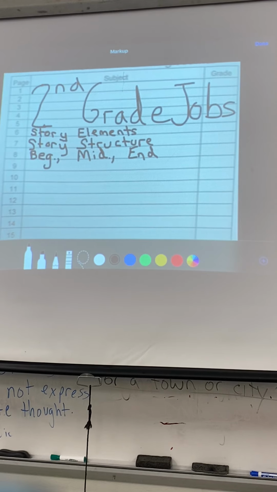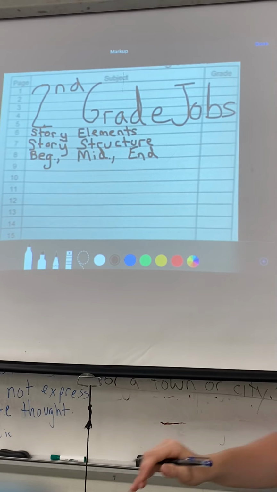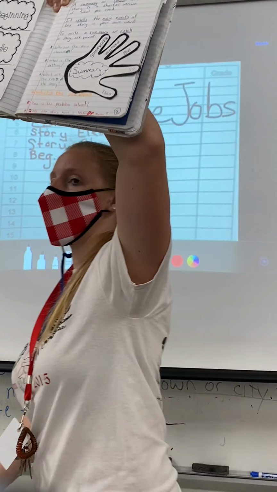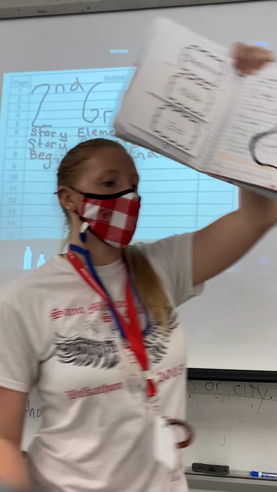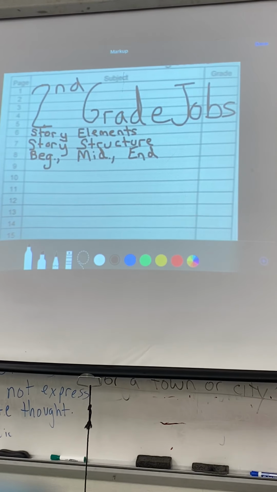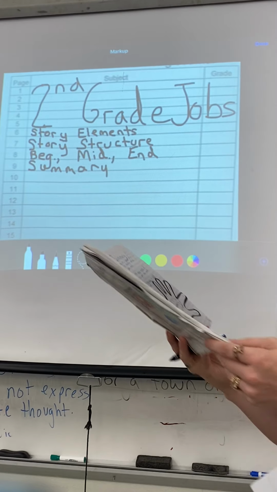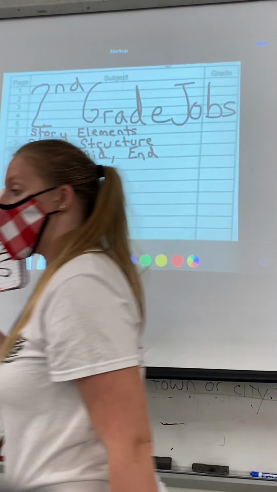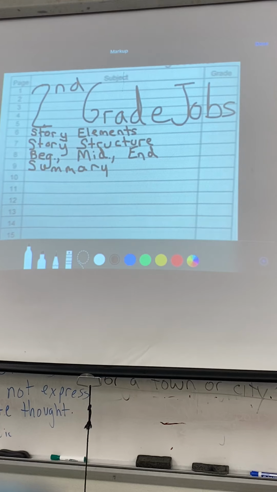Okay, so after beginning, middle, and end in your books, you will probably have this page with a hand that says summary. Page with a hand that says summary. Okay? So you'll just write that there. This page says it's summary. Yep, that one should be summary on top.